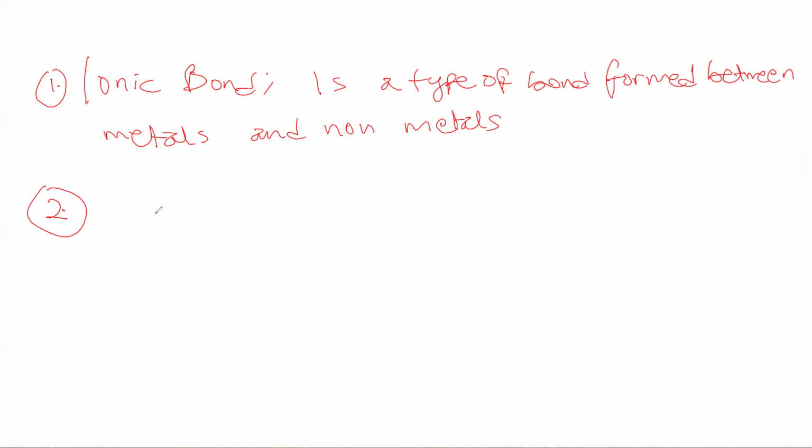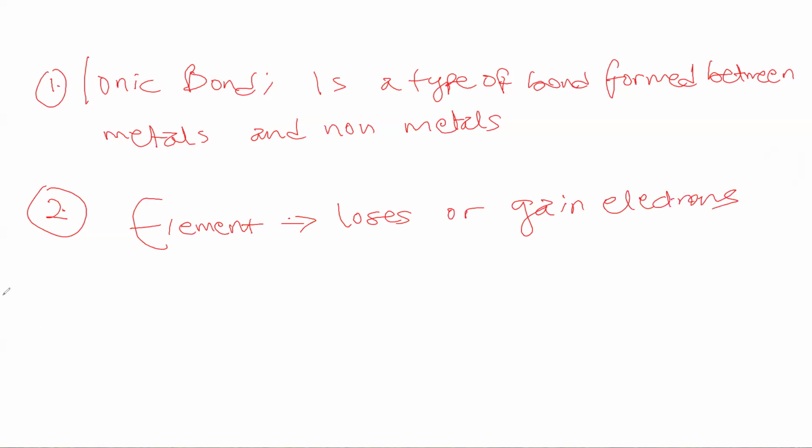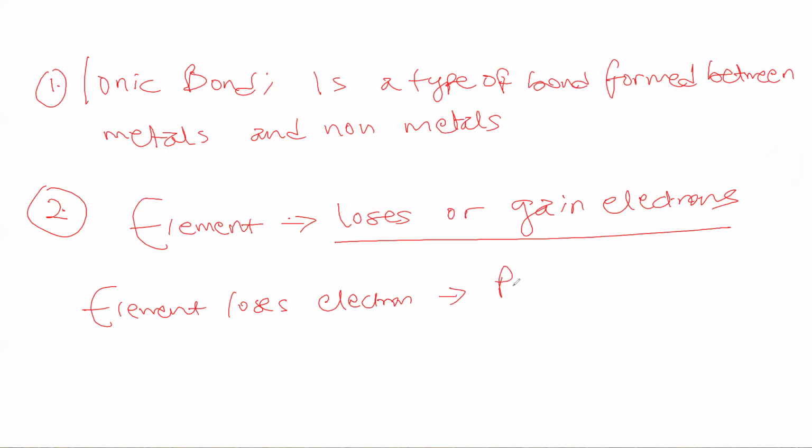The second definition, before I give that to you, I want to explain something. Before an element can undergo a reaction in most cases, it either loses or gains electrons. Are you with me? Yes, sir. Good. Before an element can undergo a chemical reaction, it either loses or gains electrons. Now, watch this. Whenever an element loses an electron, it becomes positively charged.